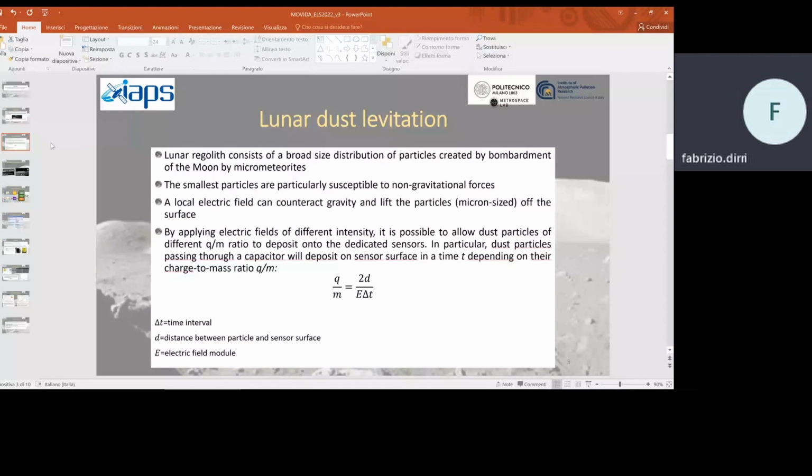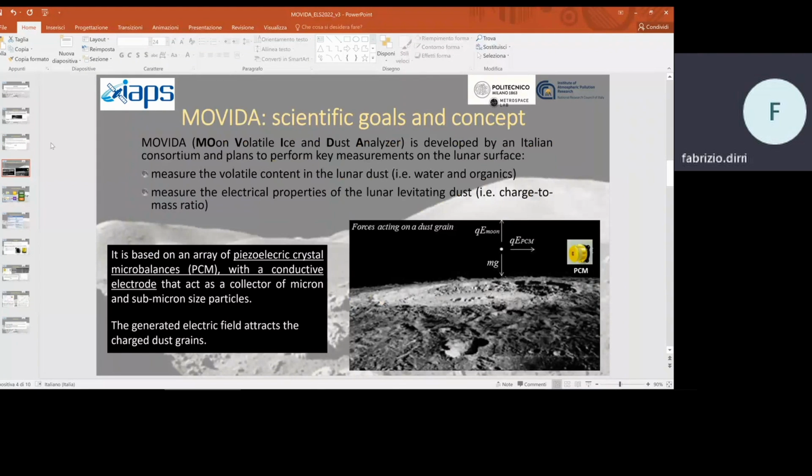In this case, and this is the concept of the instrument, by applying different electrical fields close to the surface, it is possible to allow dust particle deposition on dedicated sensors that are placed very close to the area of interest. In particular, this is the goal and the concept of the MOVIDA instrument. It is developed by an Italian consortium, and the main goals of the instrument are the measurement of the volatile content in the lunar dust and the characterization of its electrical properties.